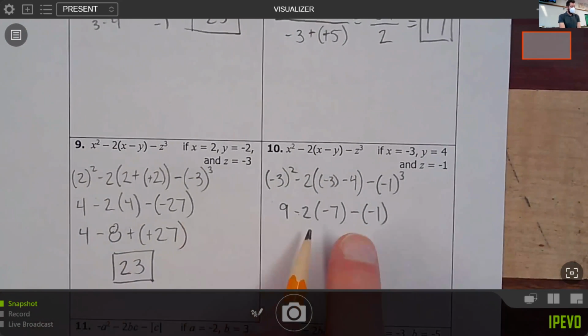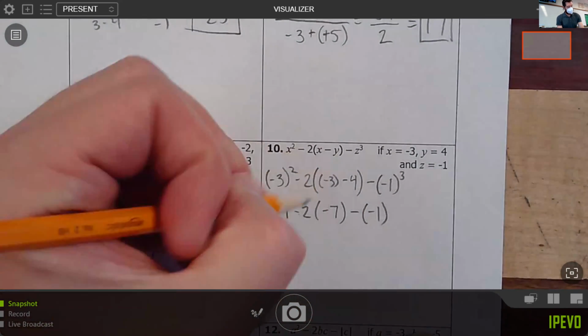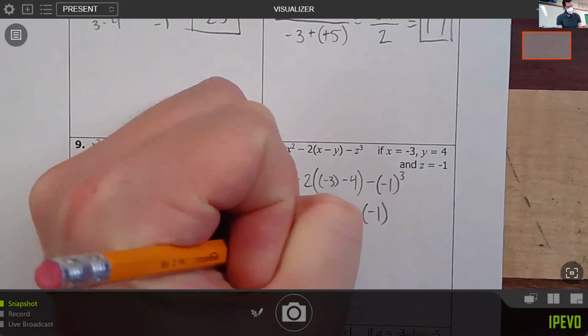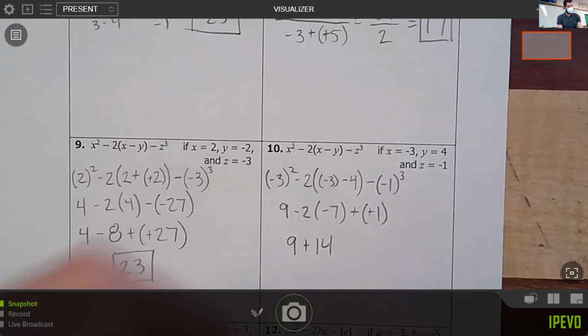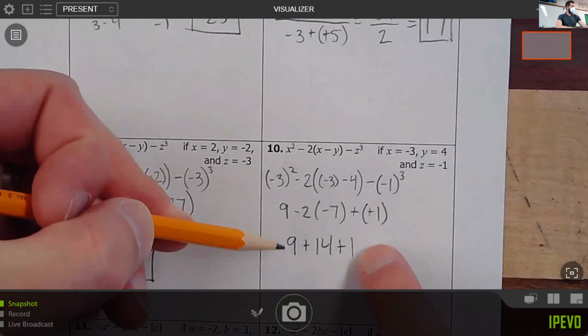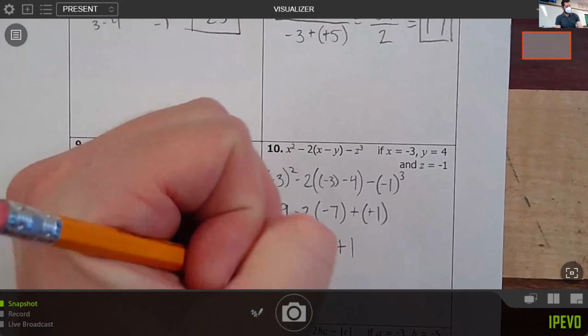And then we're going to multiply the negative 2 and the negative 7, and that's a positive 14. So that would be 9 plus 14 minus a negative 1. Add the opposite is just plus 1. So 9 plus 14 plus 1. If I add the 9 and the 1 together, that's 10. 10 plus 14 is 24.